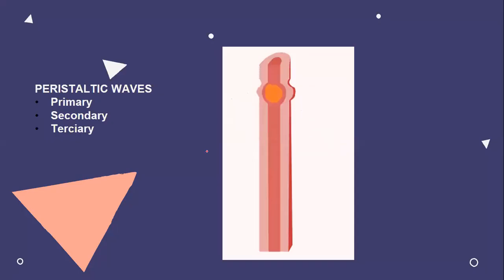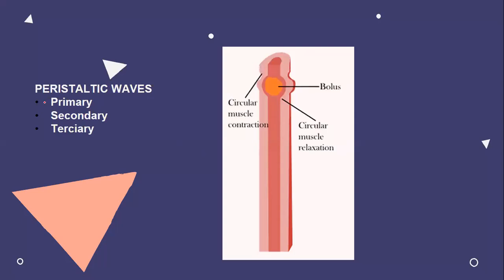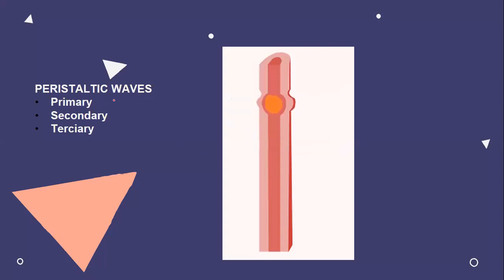So as you can see here, there are peristaltic waves, right? Here we have primary, secondary, and tertiary peristaltic waves. Can anybody tell me what the primary peristaltic wave is all about?